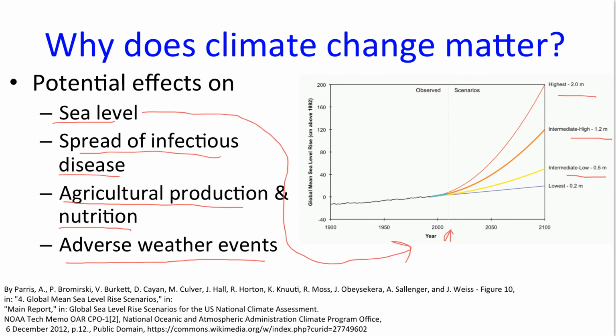So our intermediate projections are sea levels rising another more than a meter, about 1.2 meters. The highest expected projections would be going up about 2 meters, and the best possible outcome would be going up only about half a meter.